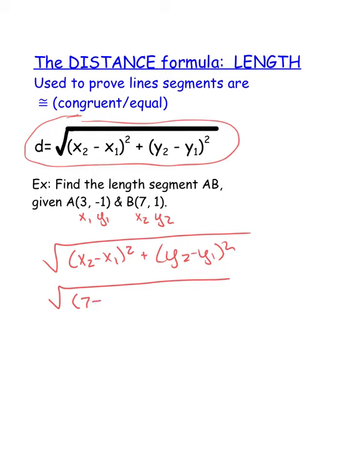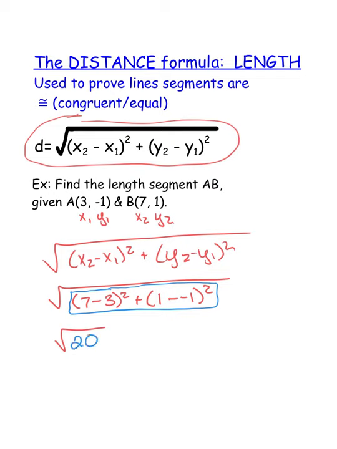Our x2 is 7, our x1 is 3, our y2 is 1, our y1 is -1. Now, for those of you that hate to do math in your head, you are more than welcome to type just this in the calculator. If you type that in the calculator, you will get radical, and then the blue box, you get 20.